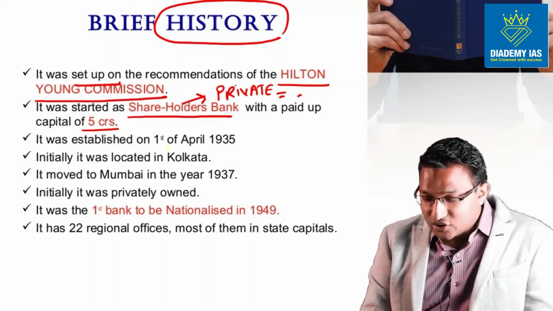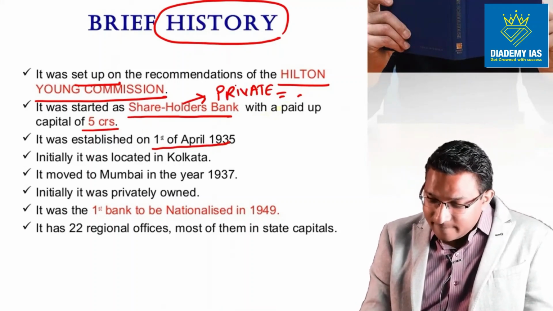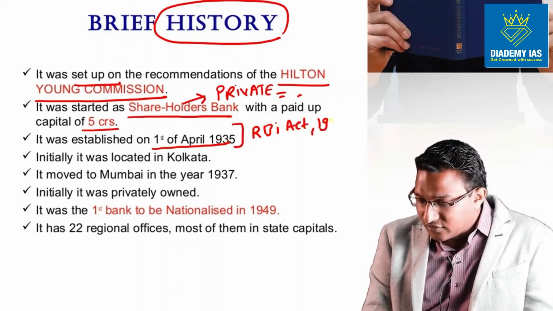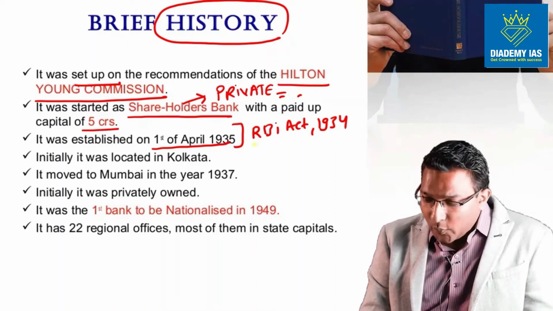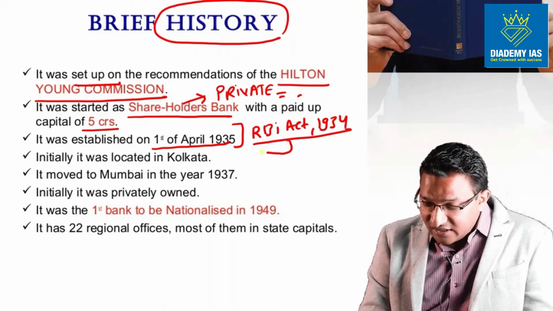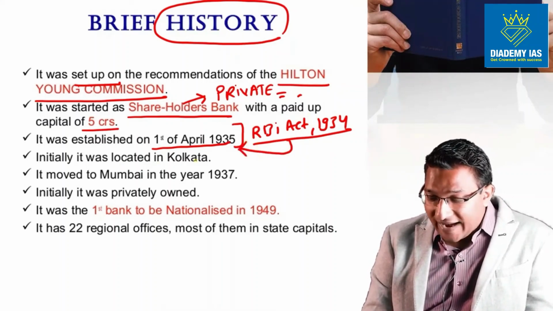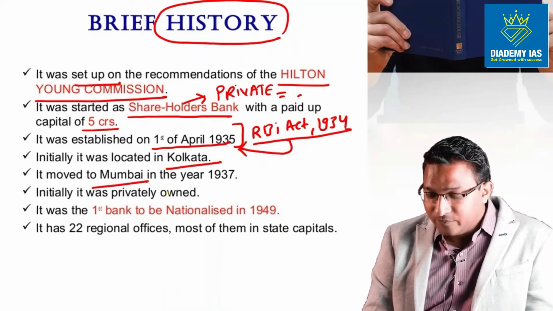It was established on 1st of April 1935, right? And it was established as per the RBI Act 1934. So the RBI Act 1934 provided for the establishment of the Reserve Bank of India, and as per this act, it was established in 1935. Initially, its headquarters were in Kolkata. Later, it moved to Mumbai.